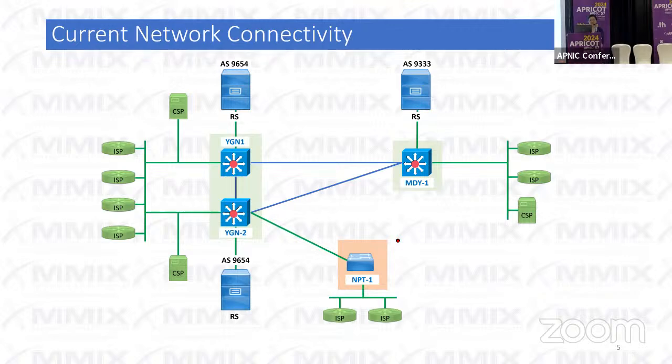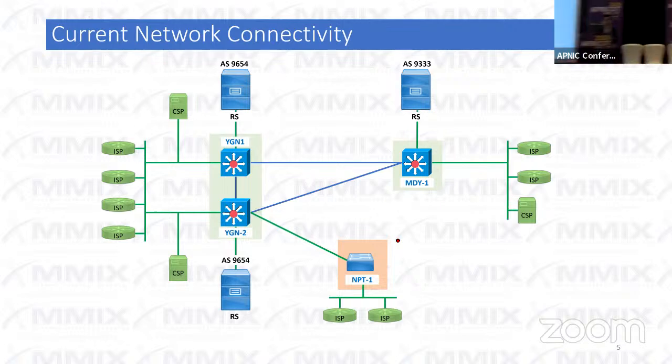This is our existing topology. We have 2 switches in Yangon, and 1 switch in Mandalay. Yangon ISP are connecting these 2 switches, and we have 2 route servers. In Mandalay, we have physically 1 server, but virtually we have another server in Yangon for the Mandalay route server. Naypyidaw is currently only 1 ISP connecting. Naypyidaw is just an edge location.